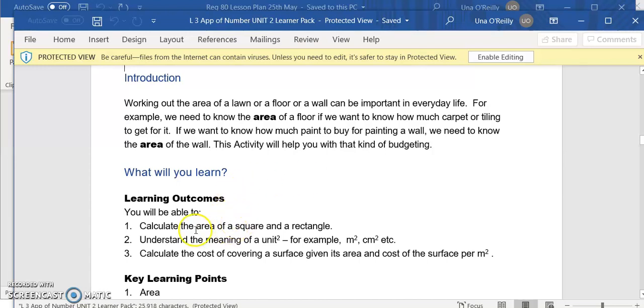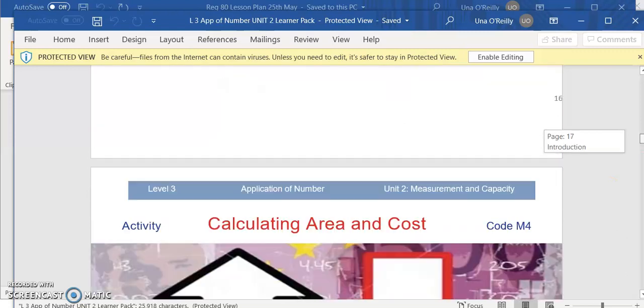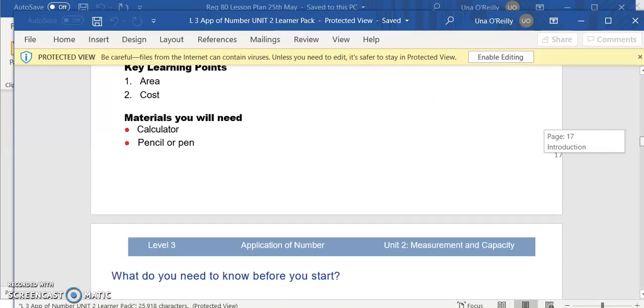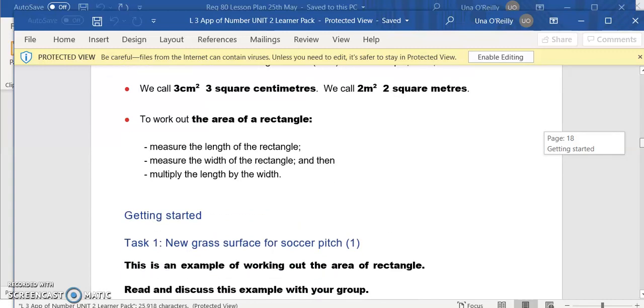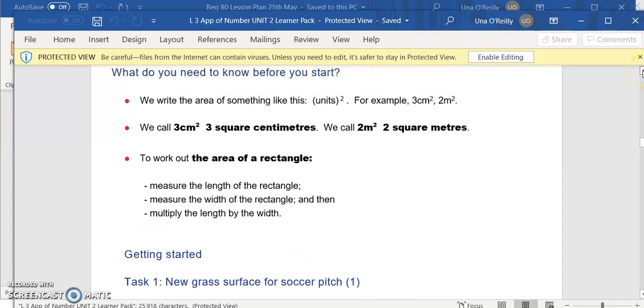The learning outcomes are that you'll be able to calculate the area of a square and a rectangle, understand the meaning of a unit squared, for example, meter squared, centimeter squared, and so on. I mentioned those earlier in the video about measuring the area of furniture. Calculate the cost of covering a surface given its area and the cost of the surface per meter squared. Okay, so that's what it's going through. Whoops, sorry, I went a bit fast there. You will need a calculator and a pen and paper. Okay, flying not too fast there.